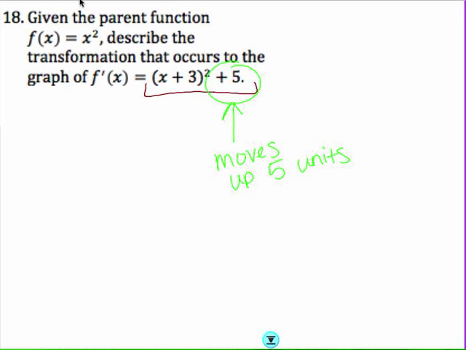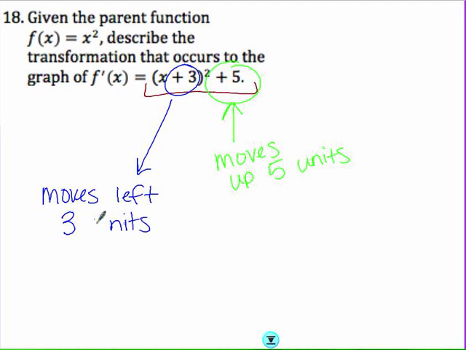The next one is a little bit tricky though, because when you look at this plus 3, it actually means that it's moving to the left. It's actually moving in a negative direction. So it moves left 3 units. That one's a little bit tricky. Again, if you're not quite familiar with this, we're going to go over it again this semester, so don't freak out.